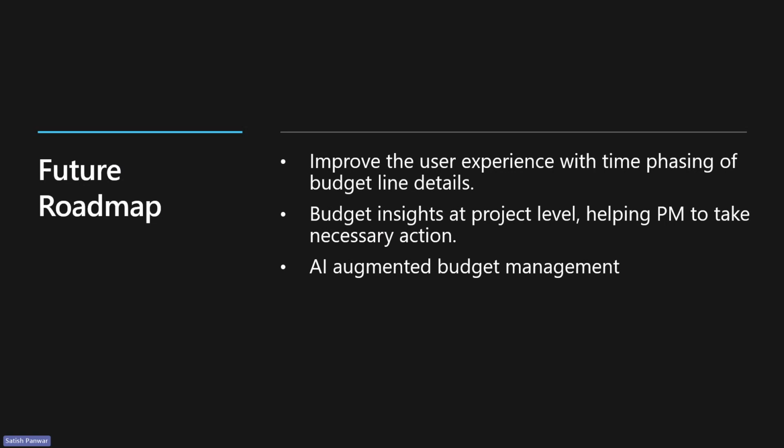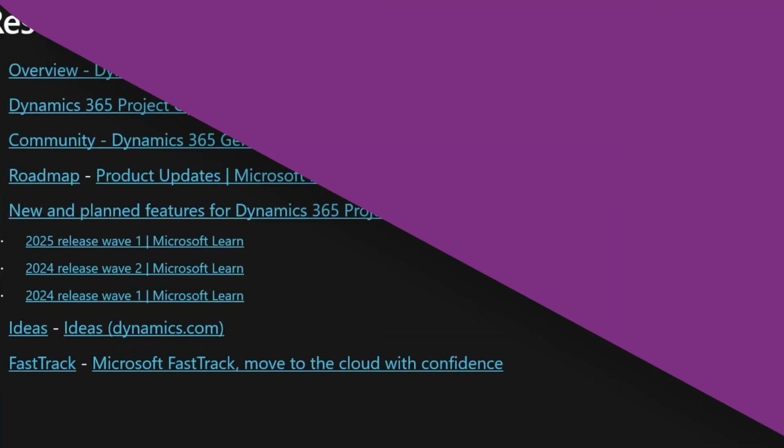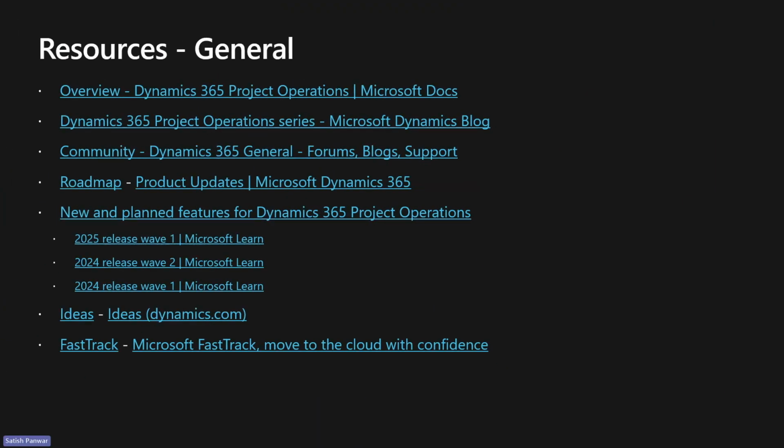Also, we're going to add AI-augmented budget management. This is going to be like how we have AI-enabled or AI-driven features all across project operations. Budget management also is going to have a few AI-related capabilities, which will help project managers manage their budgets well. That's all. There are a few resources which we leave in these links, which will help you track these details in more depth, including the release waves and also the ideas in the FastTrack portal.